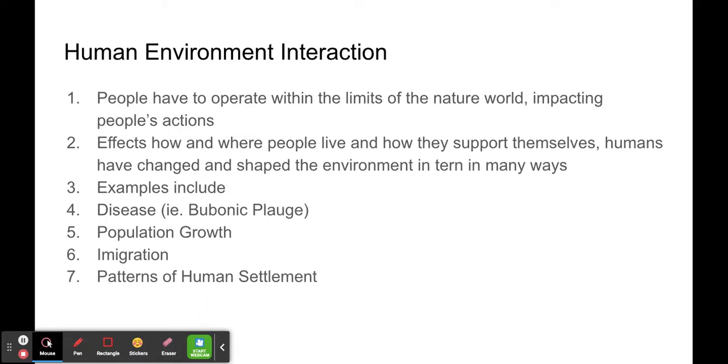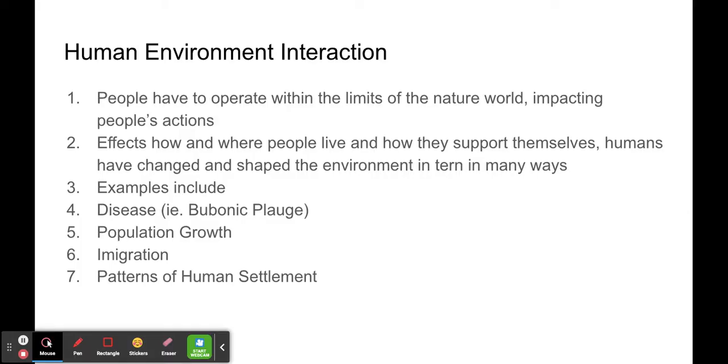Finally, we have human-environment interaction. People are limited to the environment, and that environment impacts the natural, which impacts people's actions, and we in turn affect the environment. You can say that with climate change. It affects how and where people live, how they support themselves, fend for themselves.